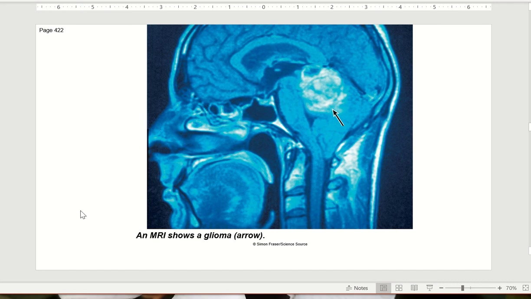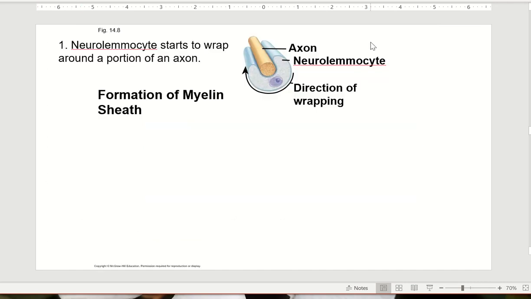and then go abnormally copying cells. So the neurolemocyte, this is how the myelin sheath is formed. This is a neurolemocyte, but the oligodendrocyte is going to do the same thing, just not the whole cell is wrapping itself around. So here's the axon, here's the neurolemocyte.